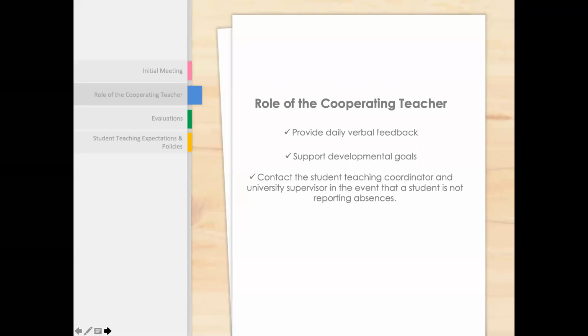Your feedback to the resident is essential for their success. We suggest that cooperating teachers provide daily verbal feedback and use questioning to support reflection and problem solving to improve areas of weakness. We suggest cooperating teachers provide informal written feedback weekly. We also suggest encouraging teacher candidates to set specific, measurable goals for development in areas of need and reviewing progress each week. Please reach out to the student's teacher coordinator or the university supervisor in the event that a student is not reporting absences.